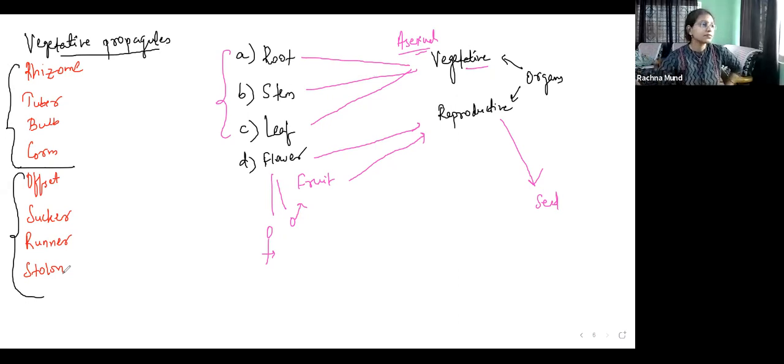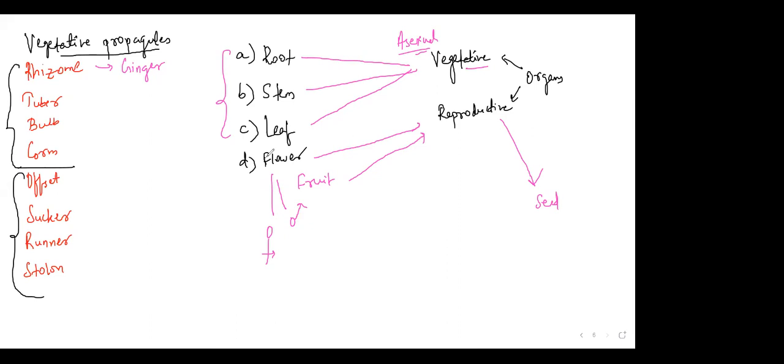Now, you said rhizome, ginger. Ginger is a kind of rhizome. Give me this answer. What is this rhizome? This is a question that comes: rhizome is a modification of what? Root, stem, leaf, or flower. Same options. Rhizome is a modification of what? Root, stem, leaf, or flower. Stem.